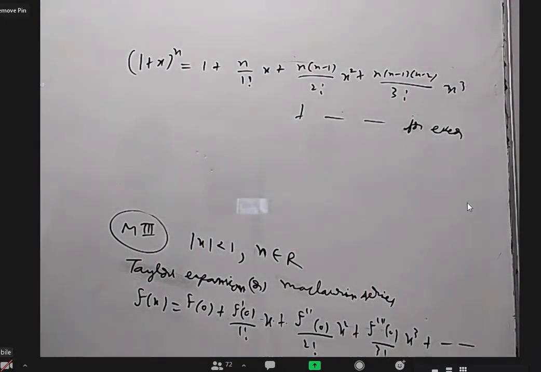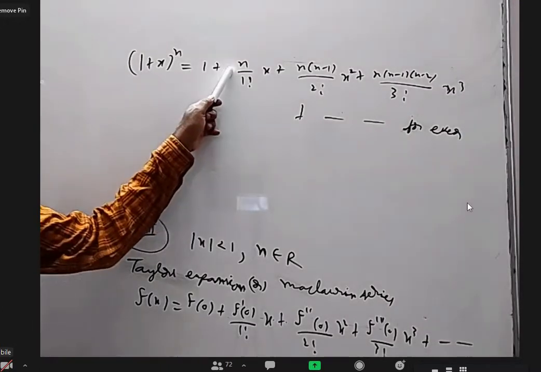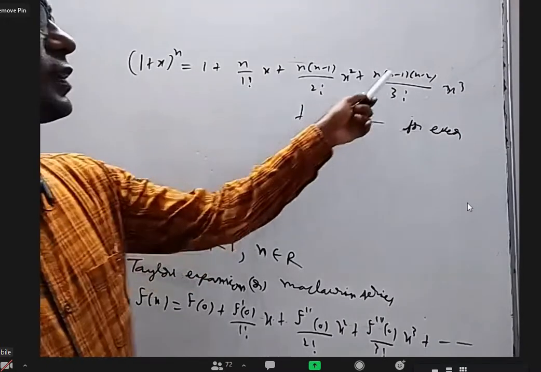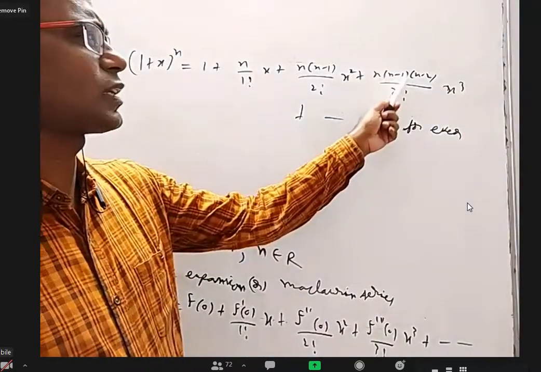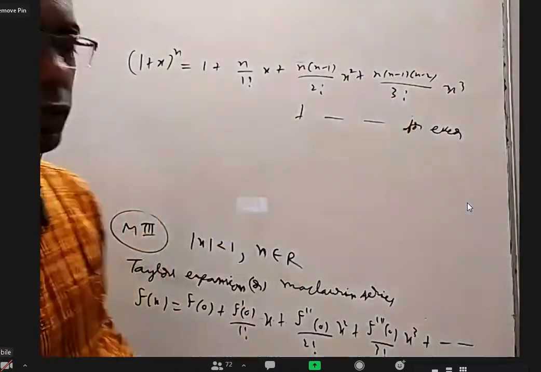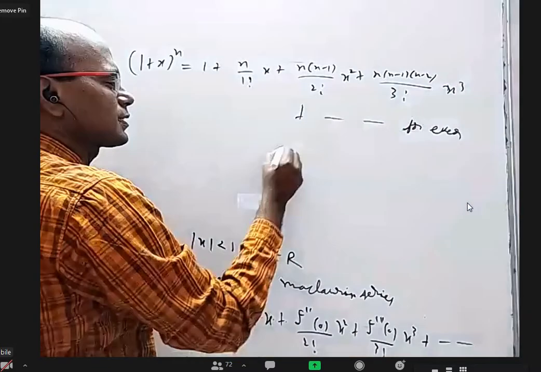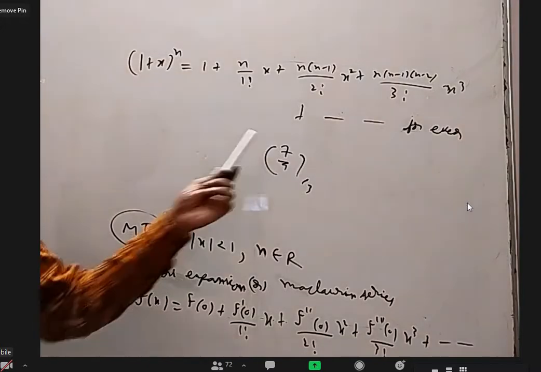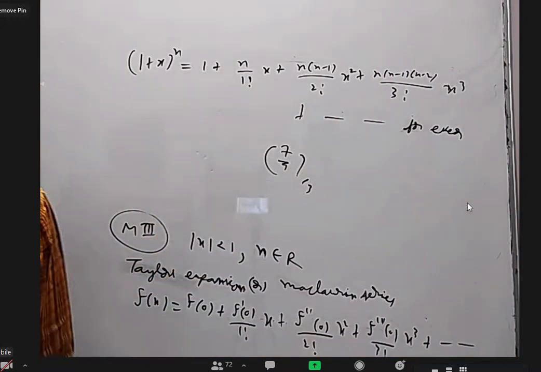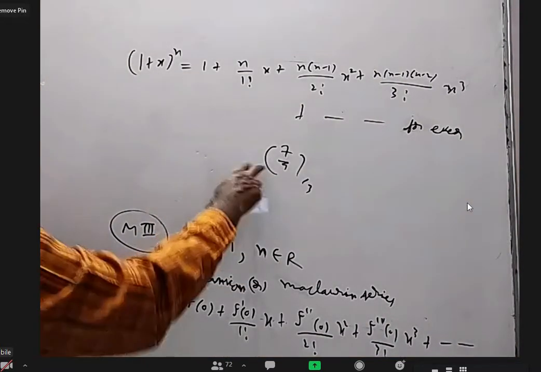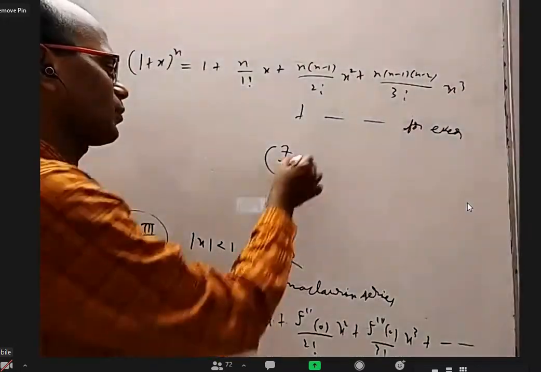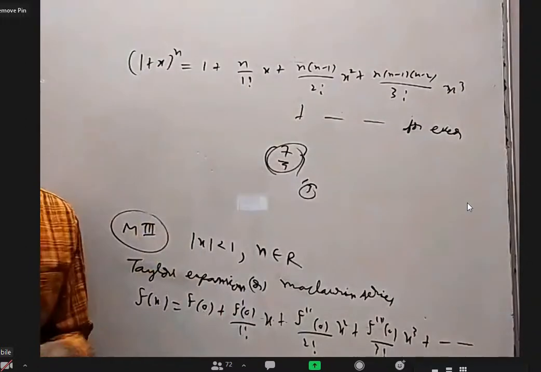Now, for example, if n is let us say 7 by 9, this term is 7 by 9, this is 7 by 9 into 7 by 9 minus 1 by 2 factorial, and this is 7 by 9 into 7 by 9 minus 1 into 7 by 9 minus 2 by 3 factorial. But you cannot write this as 7 by 9 C3, because when you talk about nC3, n is a natural number only. nC3 is from n items selecting 3 items. From 7 by 9 items, you cannot select 3 items.